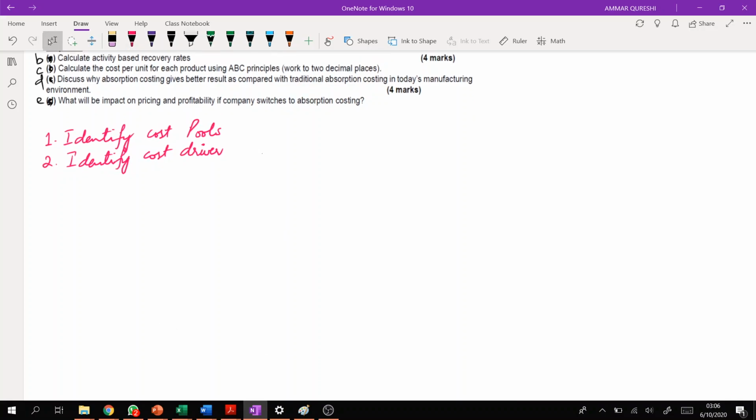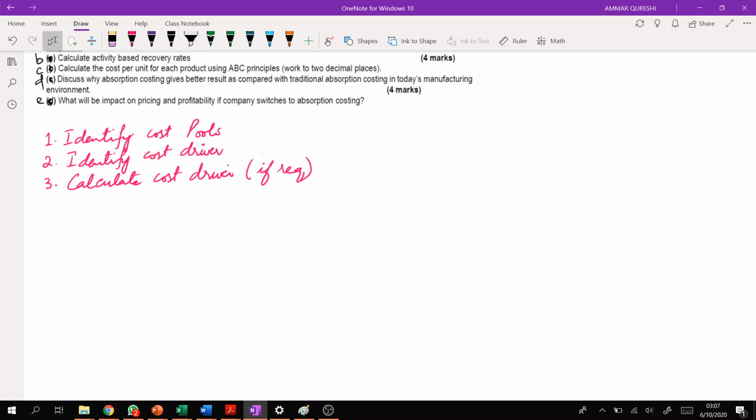In the third step, it's optional. You need to calculate cost driver. Now, what do I mean by calculate cost driver? I'm just writing here, if required. There are certain cases when the examiner says that machine related costs can be distributed on the basis of machine hours, that's it. And the examiner will not give you the machine hours, so you have to calculate them.